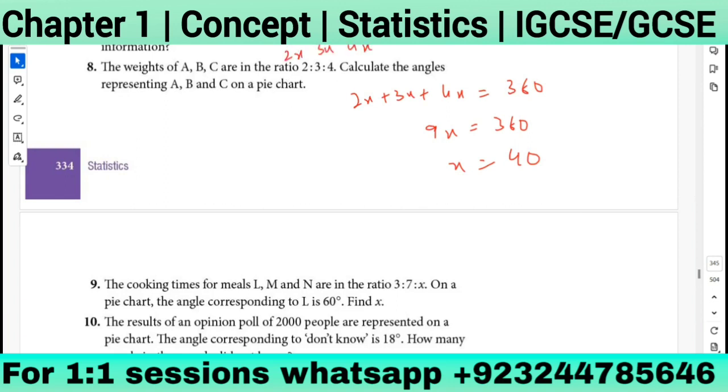So the ratios will give you the answers, we will multiply them by 40. 2 into 40 is going to be 80 for angle A. For angle B, it's going to be 3 into 40, and it would be 120. For angle C, it's going to be 4 into 40, and it's going to be 160. And of course, you're going to write the degrees over here because you're calculating the angles.